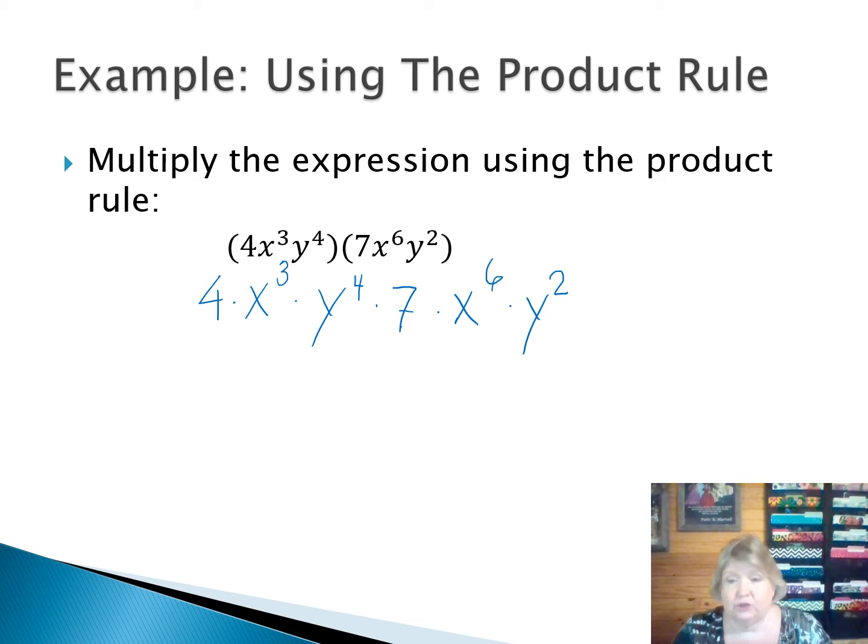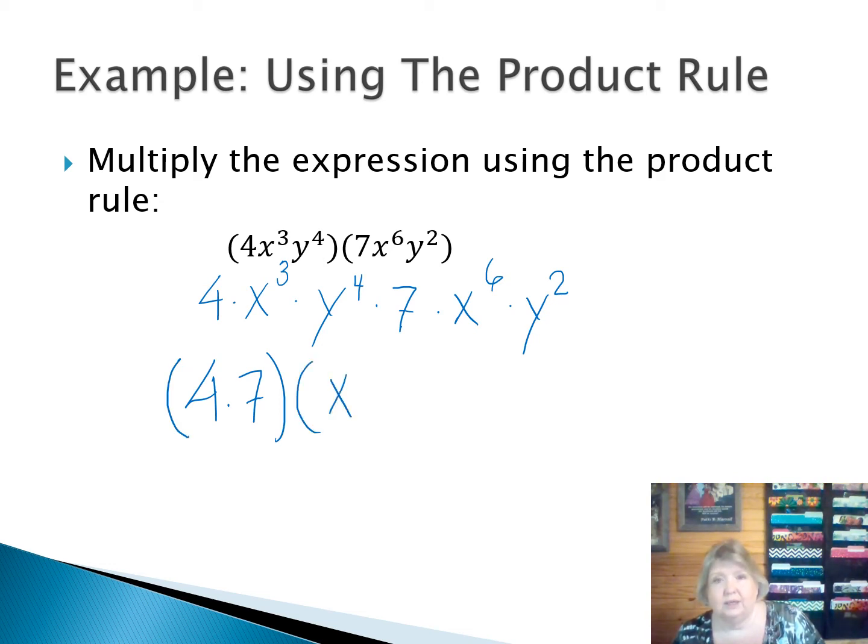Everything is multiplication. Back in elementary school, you also learned the commutative and associative properties for multiplication. Hopefully, you also learned back then that if you put those two properties together, you have the most powerful tool, and that is that I can multiply in any order I choose. So here's the order I choose. I'm going to take that 4 and the 7 and put them together. Then I'm going to take the x's, x to the 3rd and x to the 6th. I'm going to put them together.